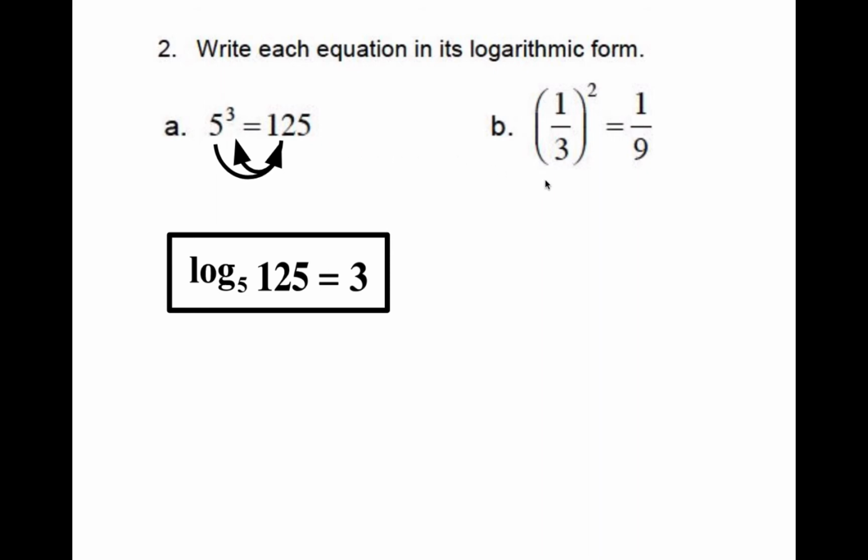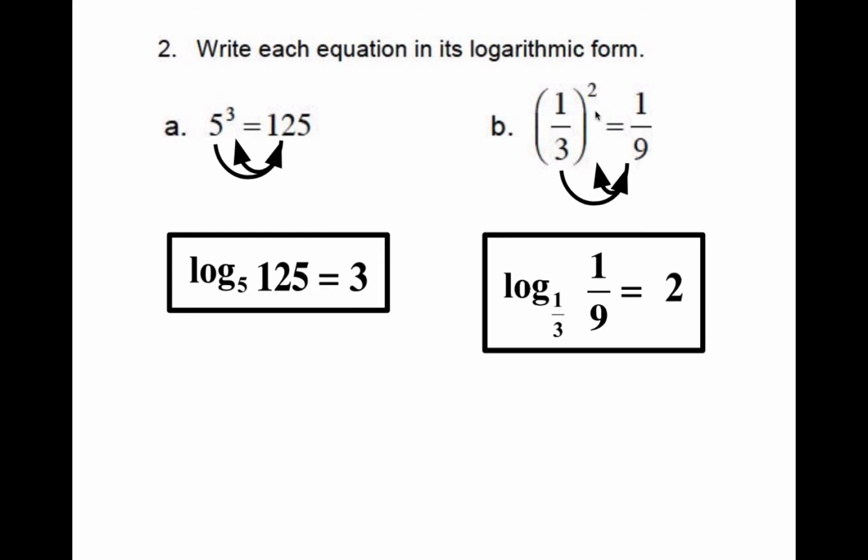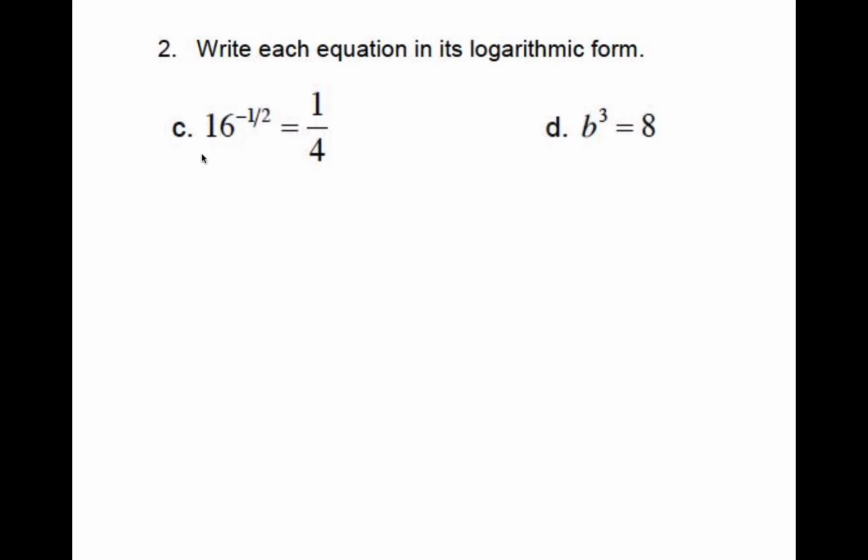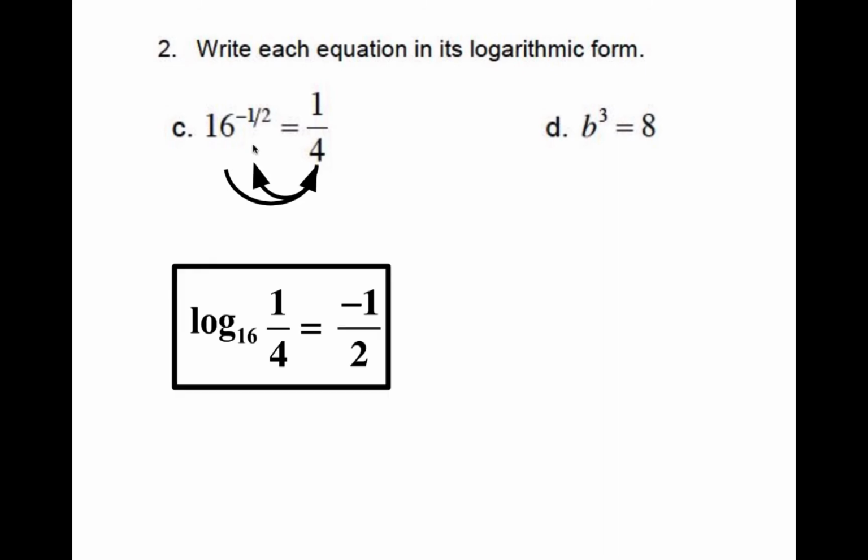Let's try that again. We're putting it in log form, so write the word log. The base of the exponent is the base of the log. Hook over, you get 1 over 9, equals hook back to the exponent, you get 2. Notice both of these equal whatever the exponent was. So for C, write the word log. The base is 16. Hook over to 1/4 equals, hook back over, you get negative 1/2.